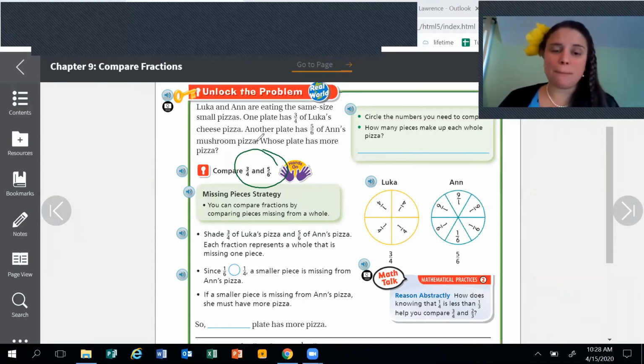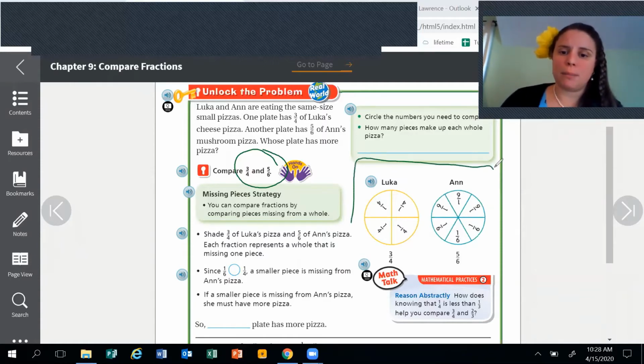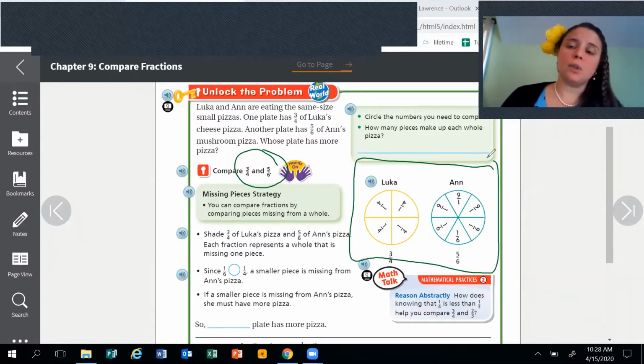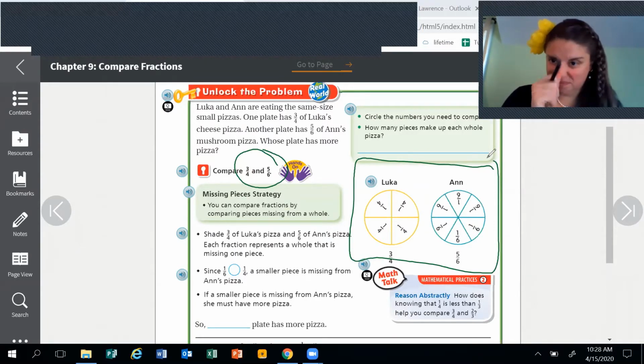Today I'm going to teach you the missing piece strategy. It's where we draw a picture. If you see down here, we got a picture. And you still fill it in, but instead of looking at the parts that are shaded in, you're looking at the pieces that are missing. Okay? So, let's read it again.